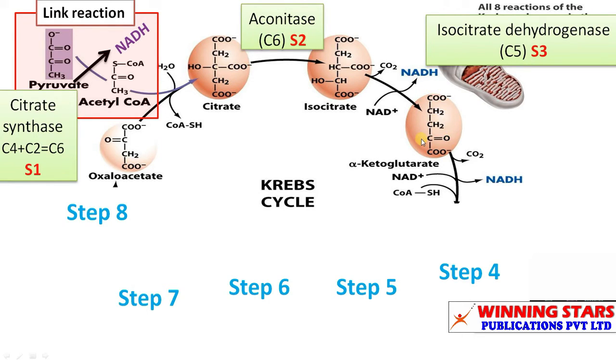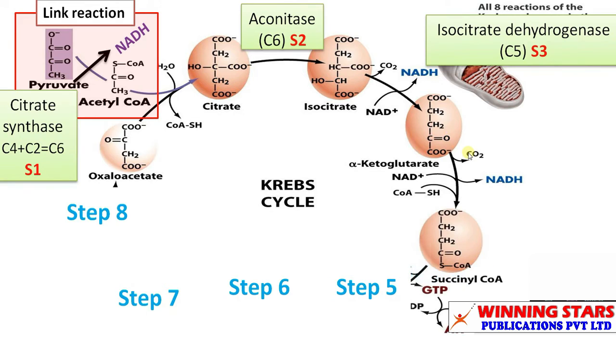This is also a 2-step reaction. First, isocitrate is converted to oxalosuccinic acid by dehydrogenation, which is an unstable compound. Then that oxalosuccinic acid is converted to alpha-ketoglutarate by decarboxylation or removal of carbon dioxide, forming a 5-carbon compound which is alpha-ketoglutarate. So this is a step where the number of carbon is reduced from C6 to C5.